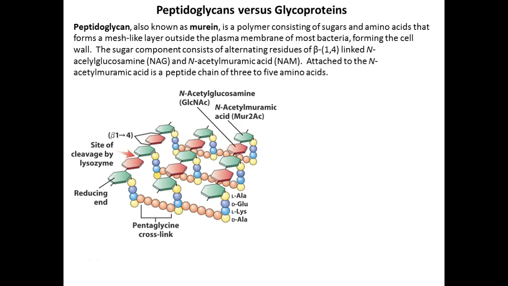So peptidoglycans and glycoproteins are substances that you'll find in the cell walls of microorganisms. Peptidoglycan is unique to bacteria. Most bacteria have this substance making up their cell wall. It's made of alternating sugars, N-acetyl glucosamine. I always get messed up on these. And N-acetylmuramic acid.